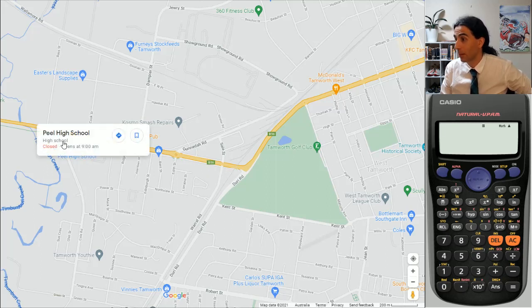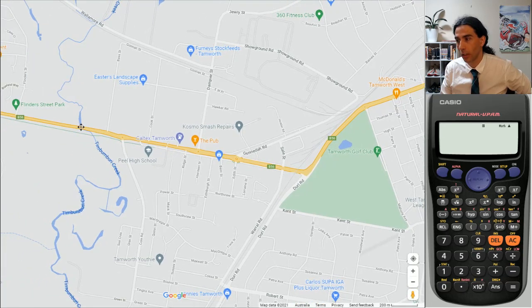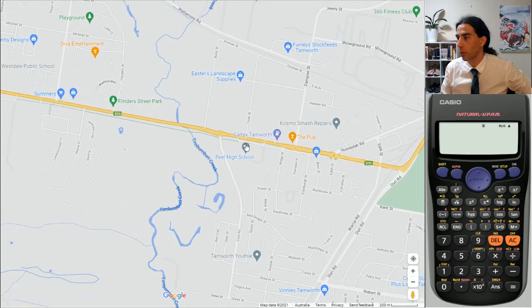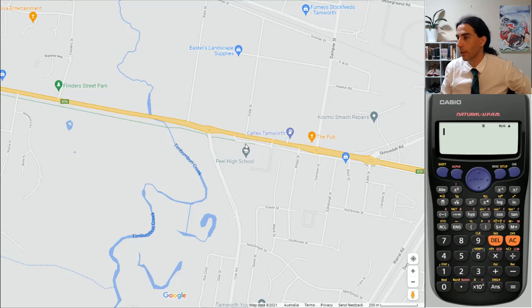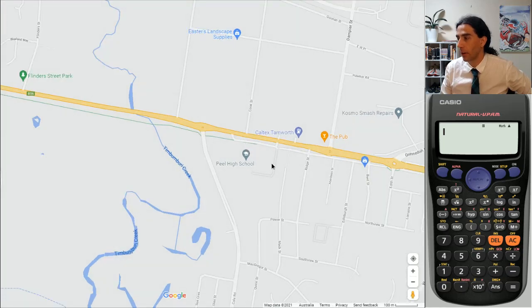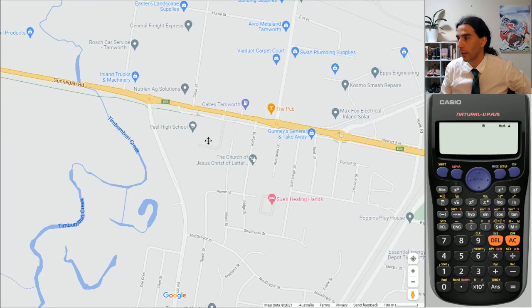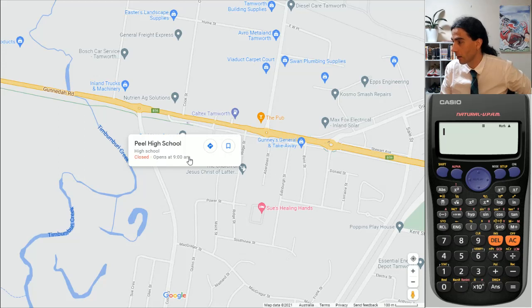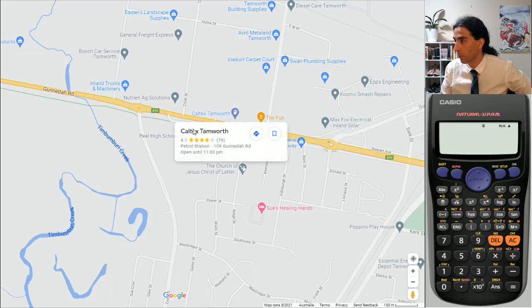But if we zoom in, look at what happens to the scale. So I'm here and I'm sliding over. Still, you slide left and right, the scale doesn't change. But as soon as I zoom in more on Peel High School, the scale is adapting. It went up 200, 200, and now it's saying 100 meters. So now 100 meters there. So from going across over from Peel to Caltex, from marker to marker, looks like about 300 meters from there to there.